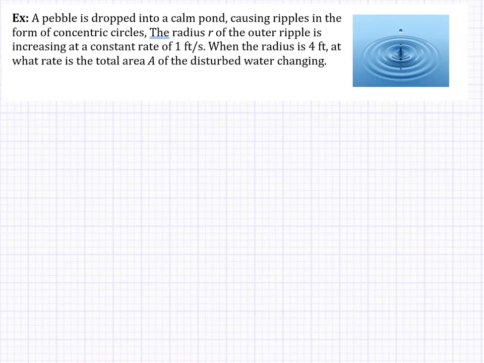Here's another one. A pebble is dropped into a calm pond, causing ripples in the form of concentric circles. The radius r of the outer ripple is increasing at a constant rate of 1 foot per second. Right there. That's a rate. That's a derivative. A derivative of what? The radius. Okay? So right away, what they give us, dr dt is 1 foot per second.